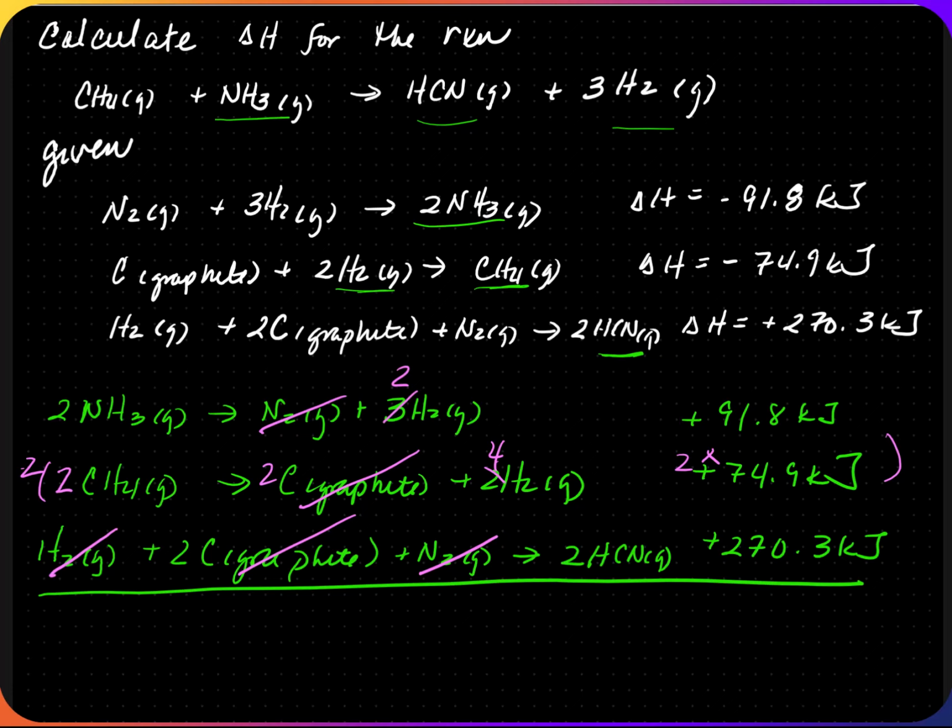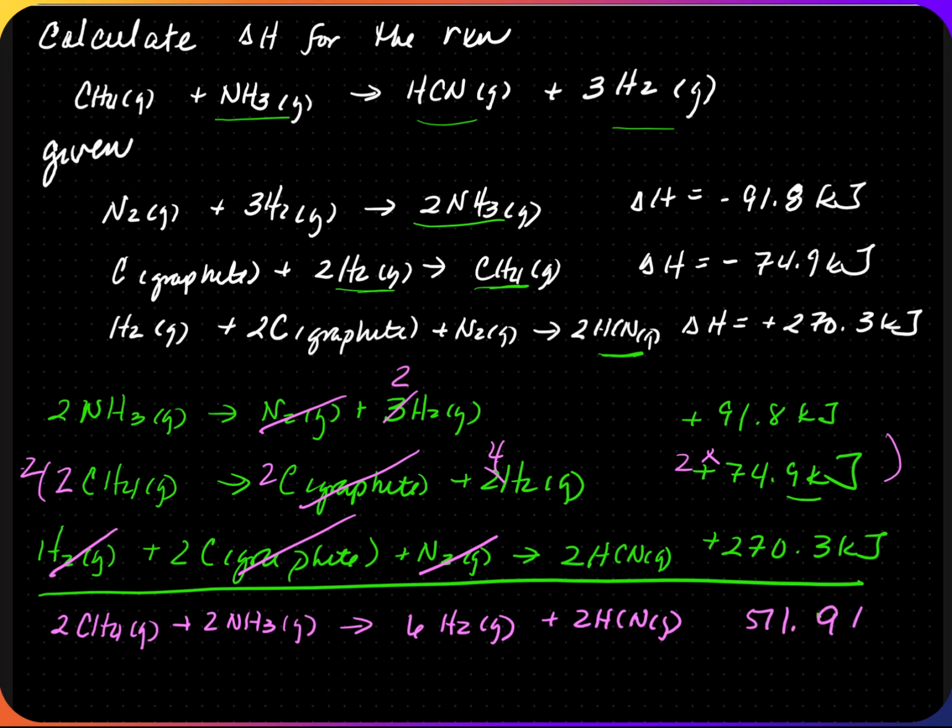So now I'm going to rewrite my equation. So that's going to be 2 methanes plus 2 ammonias yields 6 H2 plus 2 HCN. I get 511.9 kilojoules.